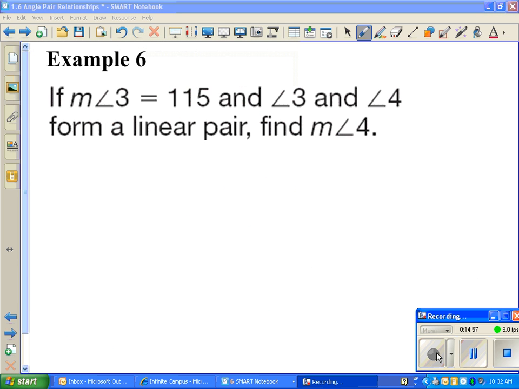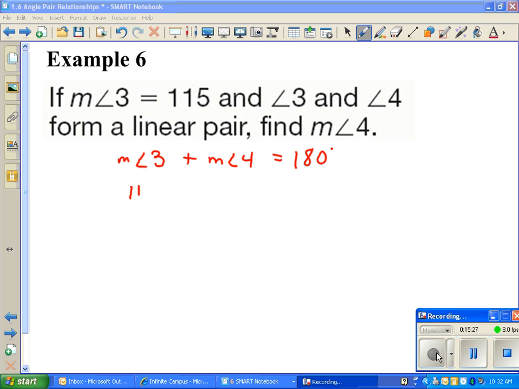All right, so example 6, find the measure of angle 4, given that angle 3 is equal to 115, and we know that angle 3 and angle 4 form a linear pair. Well, a linear pair is what? A straight line, and how many degrees is a straight line? 180. So we know that the measure of angle 3 plus the measure of angle 4 equals what? 180 degrees. You don't have to put degrees on your work, but that's what it is.